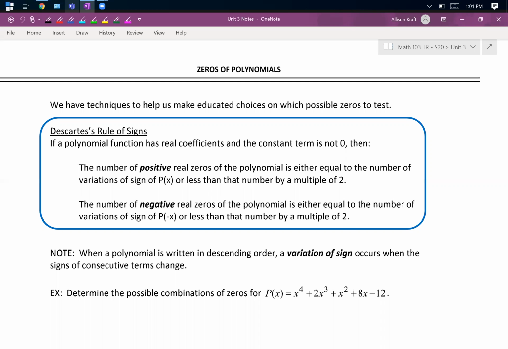You'll notice that both of them say or less than that by a multiple of 2. And where that's coming from is the possibility of there being complex zeros. We know that complex zeros always come in pairs by our imaginary zeros theorem. So we're subtracting out 2's because we're subtracting out the possibility of there being complex zeros, which always come in 2. All right, let's see one in action, and then hopefully that'll reinforce all that stuff I said.